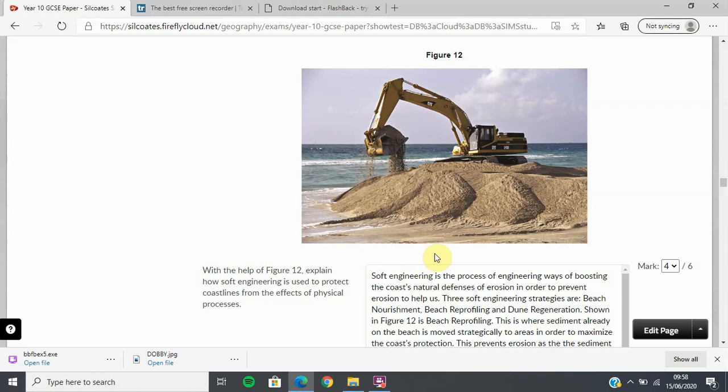But I would stick with giving lots of detail about how beach nourishment works, how beach reprofiling works, and linking it to what I know about Pevensey. They would be the things I would be doing to get my 6 marks.